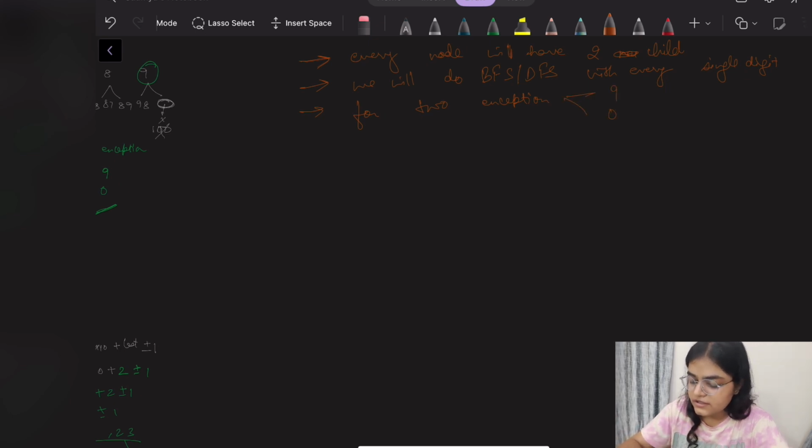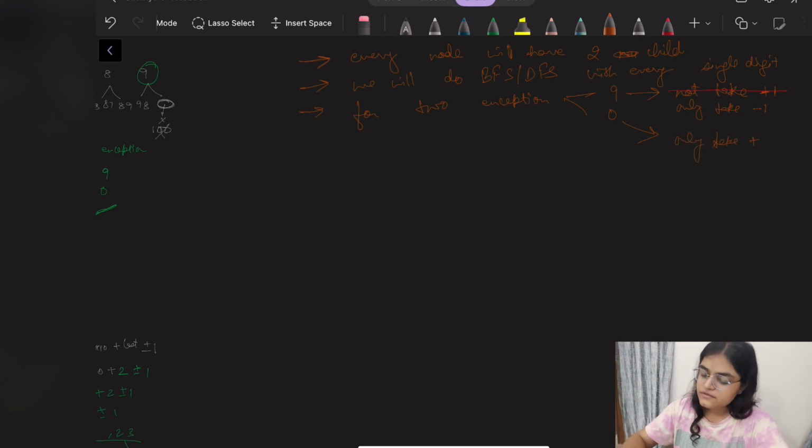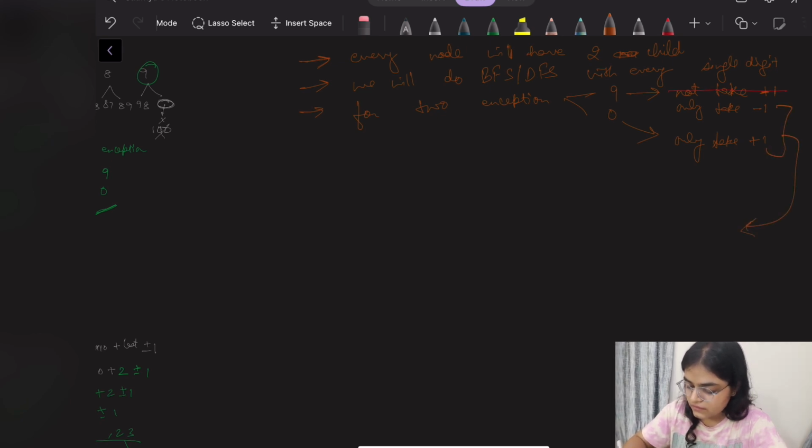For 9 we will not take the plus 1 case, we will only take the minus 1 case, and for 0 it will be opposite, only take the plus 1 case. Plus 1 and minus 1, what are we talking about? We're talking about the formula num into 10 plus last digit plus minus 1. We are talking about this.